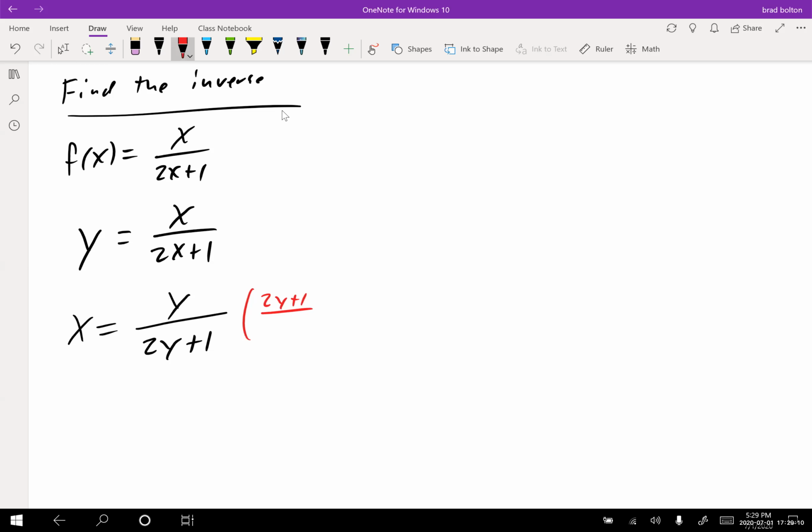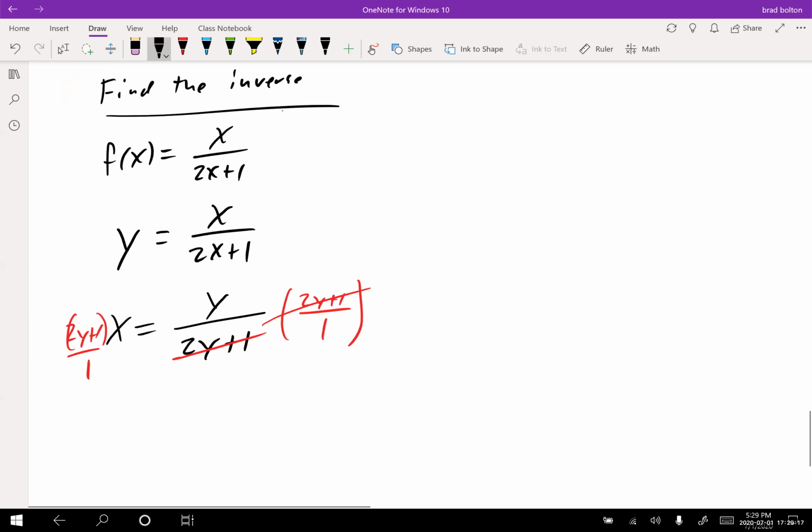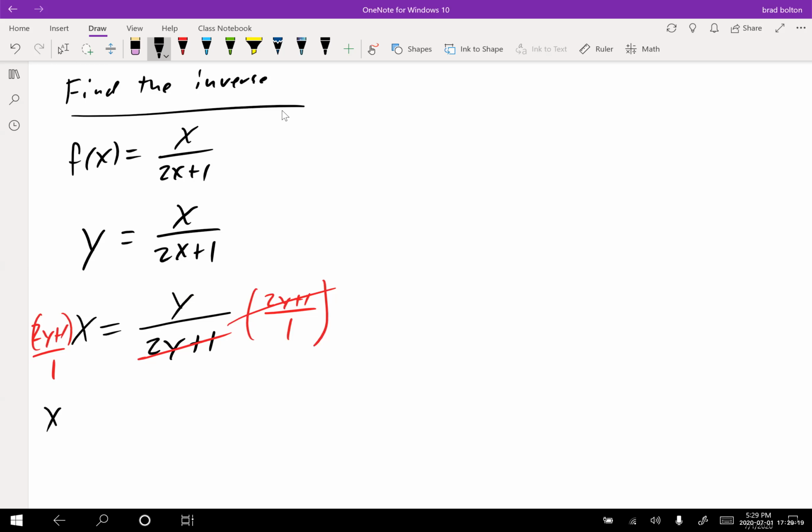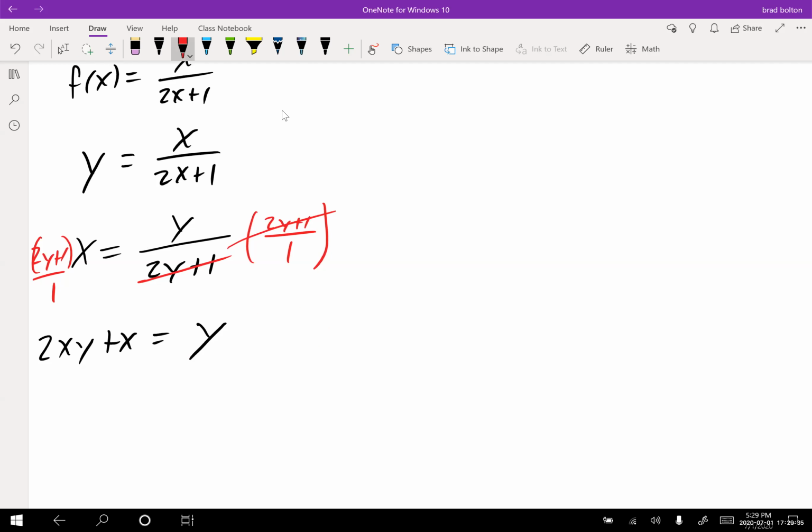And that'll cancel, but now I have to put a 2y plus 1 over here. So now this will be x times 2y plus 1. So this will be 2xy plus x equals y. Now, whenever you are trying to solve for a variable and it's on two separate sides, you have to get it on the same side so you can factor. So I'm going to now subtract 2xy from both sides. So now I have x equals y minus 2xy.